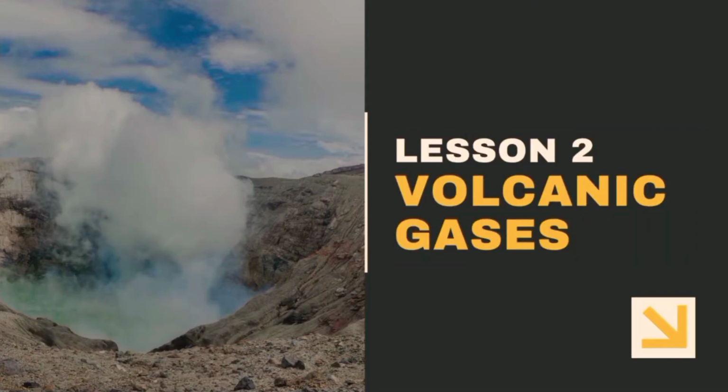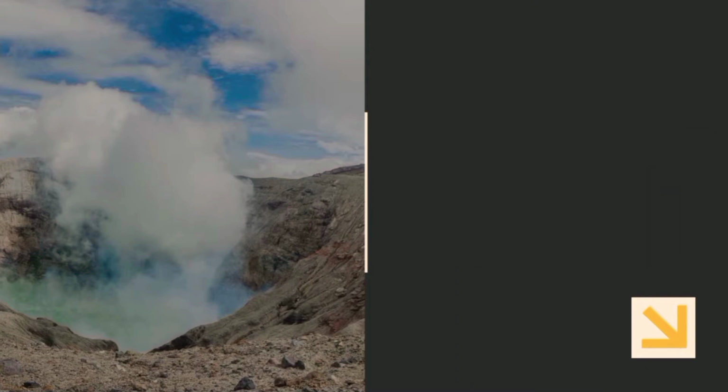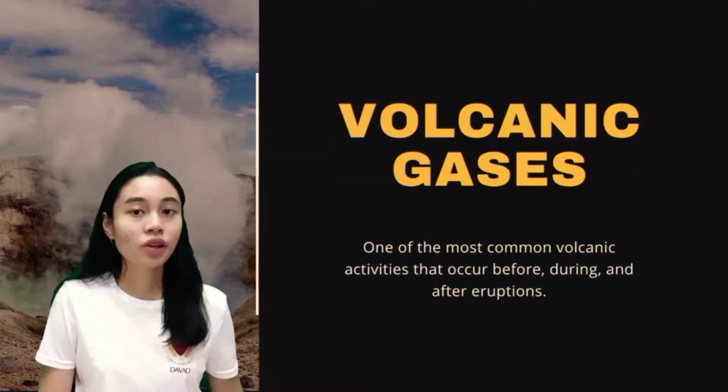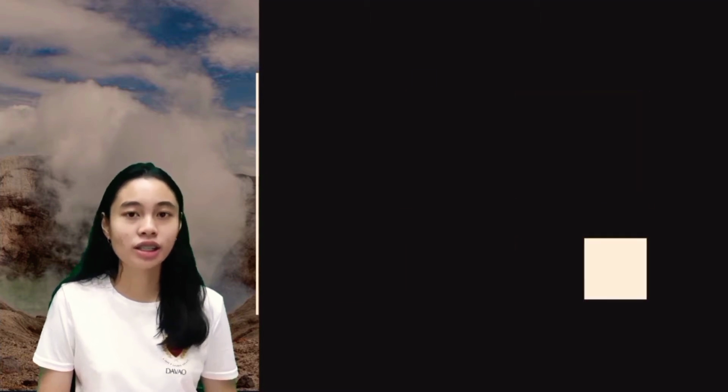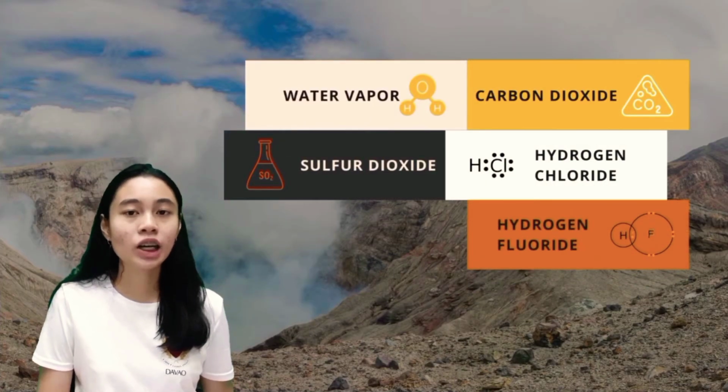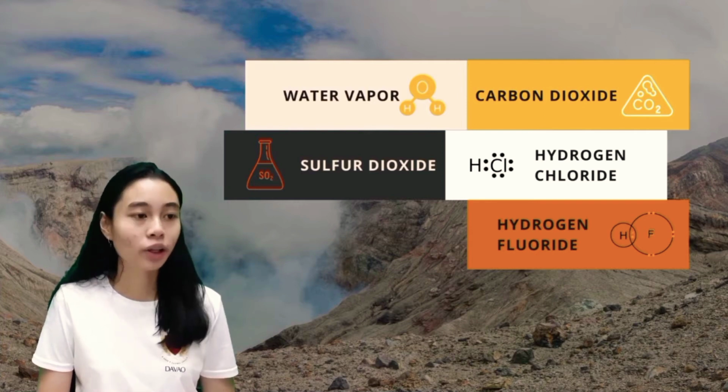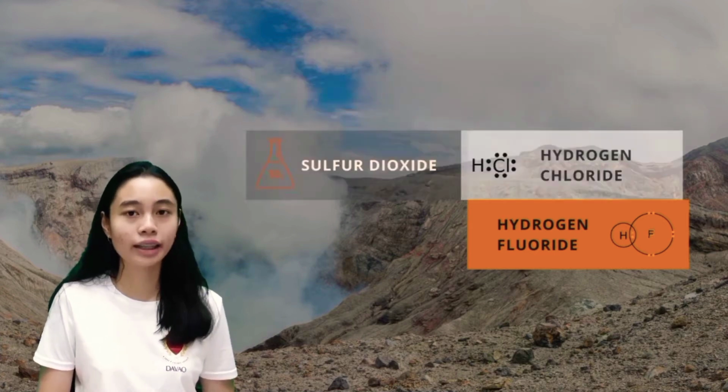Lesson 2. Volcanic Gases. What are volcanic gases and why are they hazardous to people? Volcanic gases are one of the most common volcanic activities that happen during, before, or after eruptions. And they have materials depending on their locations. Examples are water vapor, carbon dioxide, sulfur dioxide, hydrogen chloride, and hydrogen fluoride.